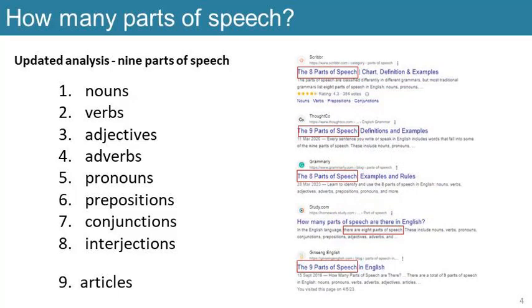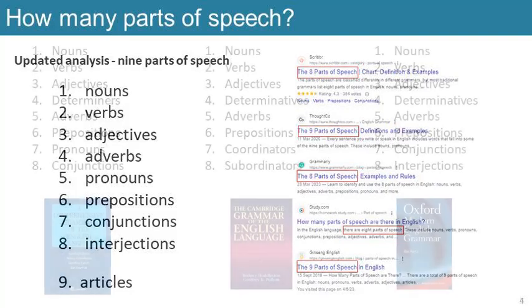Later, some grammarians removed the articles from the adjective class and made them a class in their own right. So now, if you Google the question, how many parts of speech does English have, you will get many pages saying that there are 8 and many saying that there are 9. Here is an extract from a Google search.